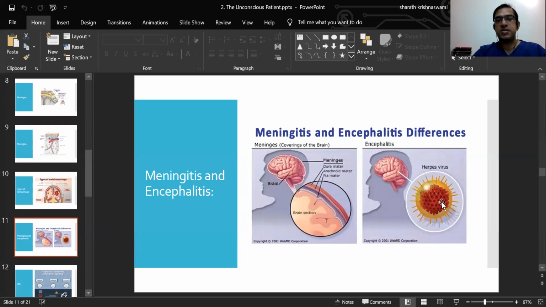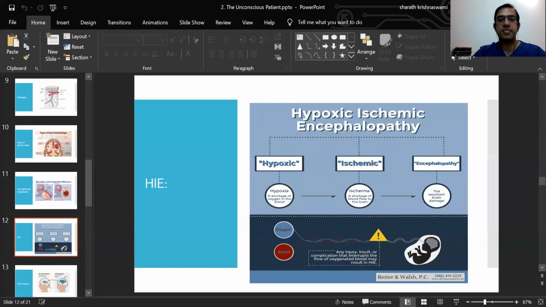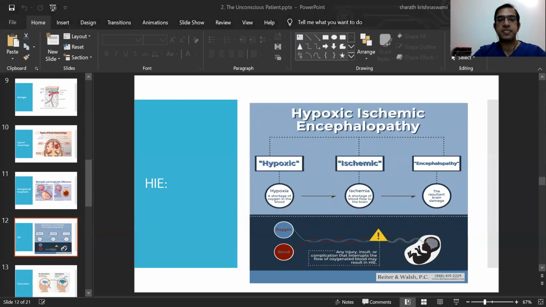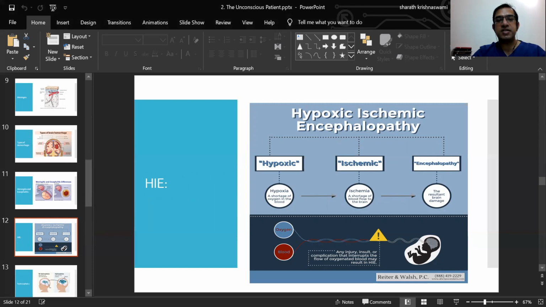Here's a diagram that explains to you the difference between a meningitis and an encephalitis. A meningitis is inflammation of the coverings of the brain. An encephalitis, commonly caused by certain viruses, occurs inside the brain. Now let's say these layers of the brain, the meninges, are infected by a bacteria or a virus. Then this condition is known as meningitis. When there is an inflammation of the brain tissue, it is called an encephalitis.